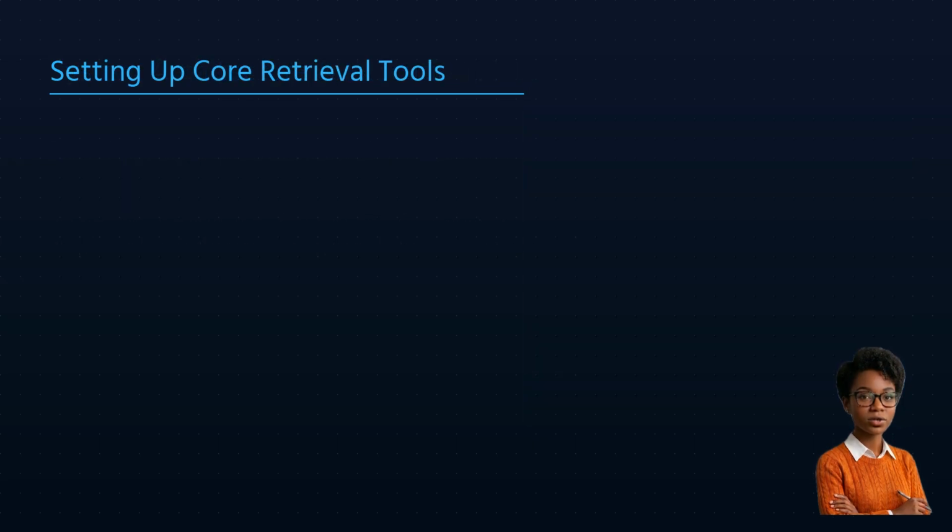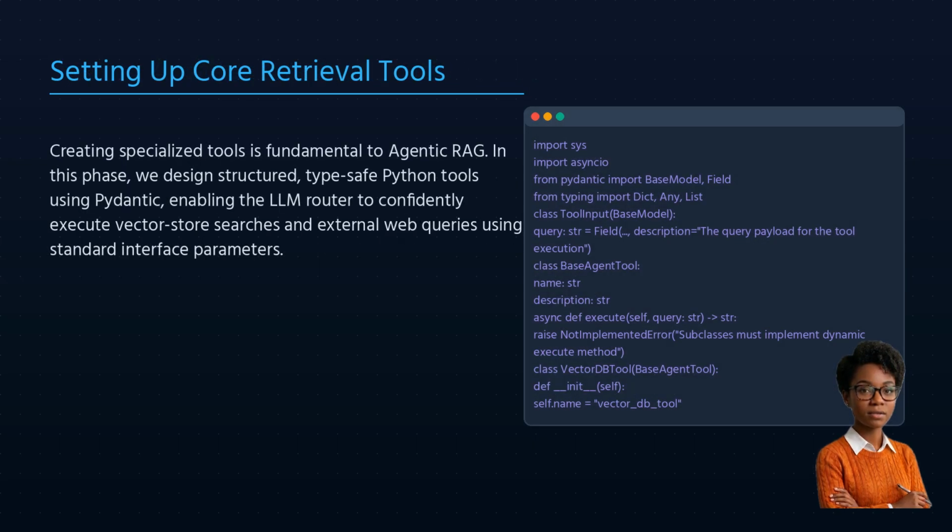Let's dive into the actual codebase. We will start by building our core tools interface using standard Python and Pydantic. We define a robust base tool structure where every tool has a clear name, dynamic description, and an executable async block. Here we create our VectorDB tool and web search tool. Notice how we write clean, type-safe structures to prevent runtime mapping exceptions.